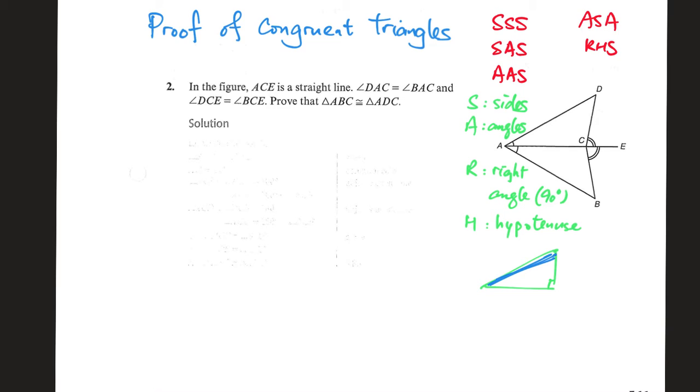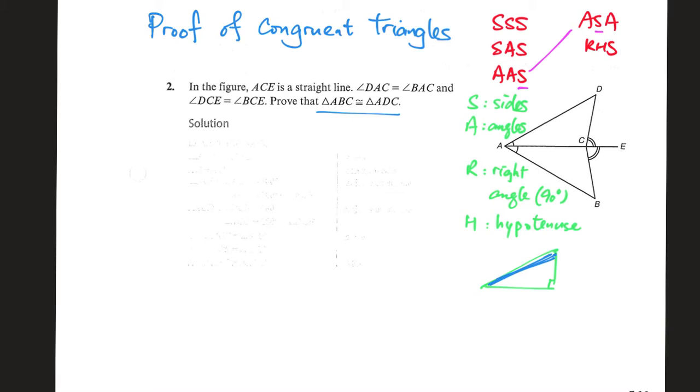Besides, you also need to note the difference between AAS and ASA because the position of S is different. We will talk about the difference between them later in this video. To start with, let's look at number 2 as follows. In order to prove the triangles are congruent, normally I will start with some given information first.